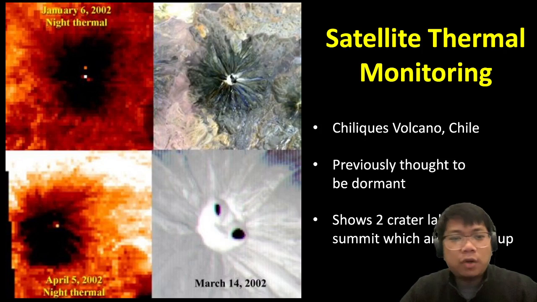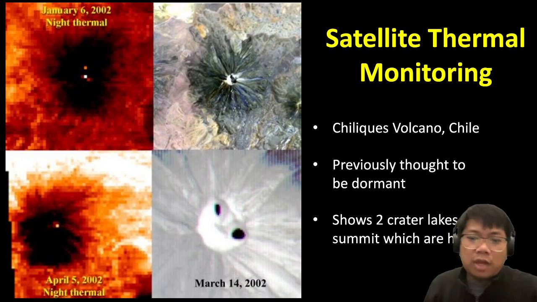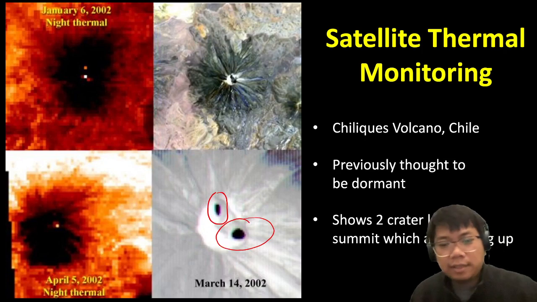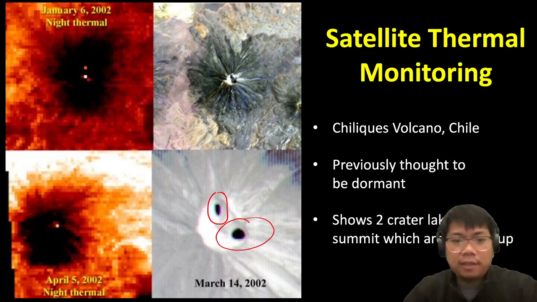And we can also measure some thermal anomaly of a volcano using satellite images. So, for example, here is one of the volcanoes in Chile. Previously, it was thought to be dormant, but using satellite thermal monitoring, we can actually identify that there are two new crater lakes that are heating up on the volcano.